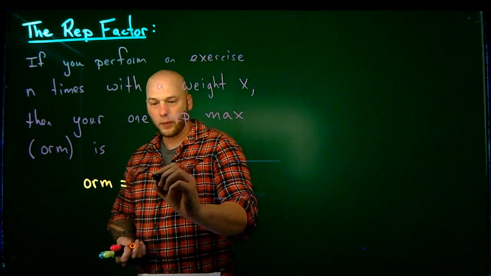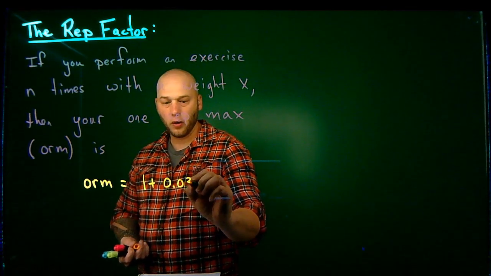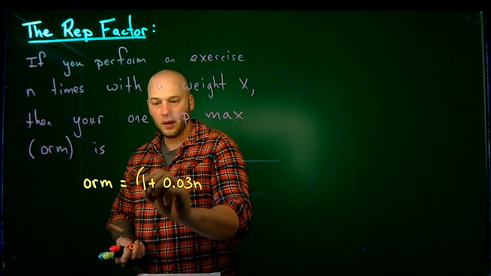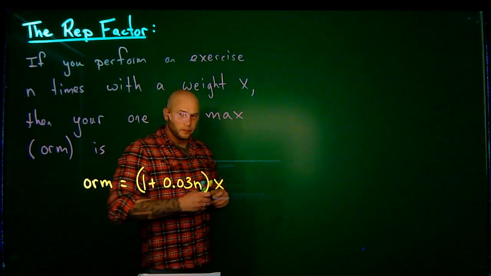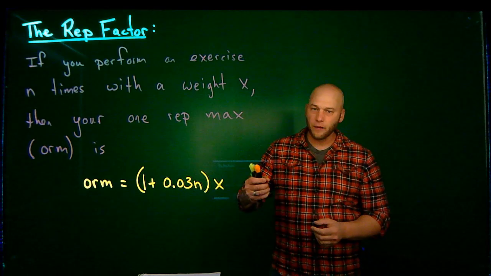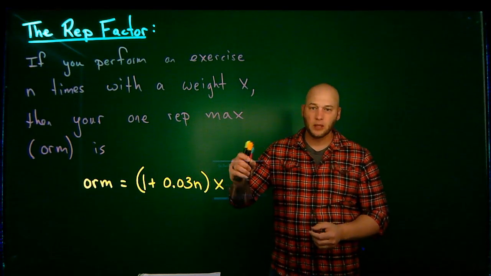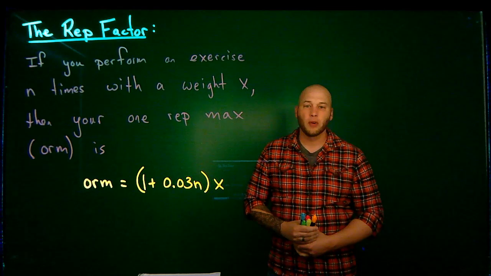Okay, I'm going to take 1 plus 0.03 n and then multiply it by the weight x. Essentially, the idea is that every successive repetition is going to add 3% to your overall 1 rep maximum.